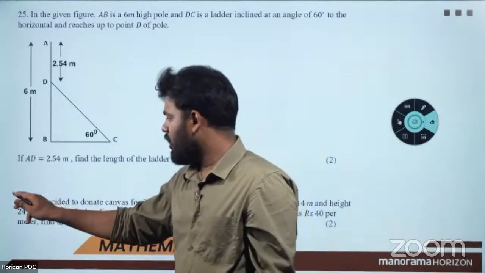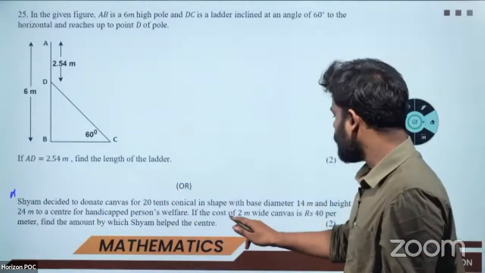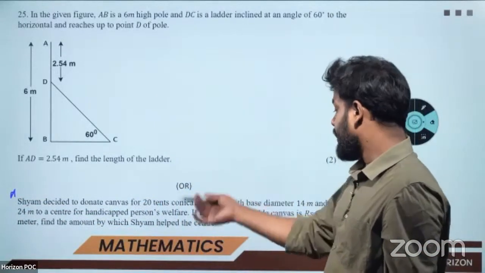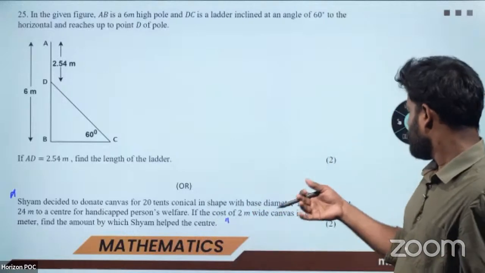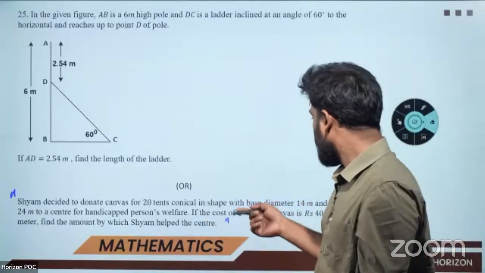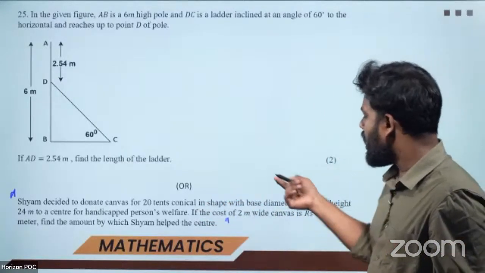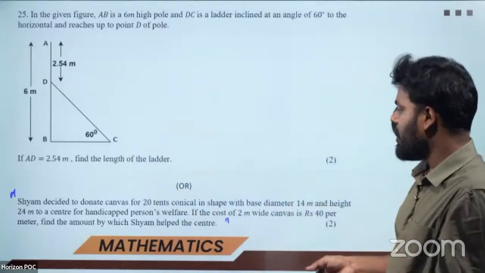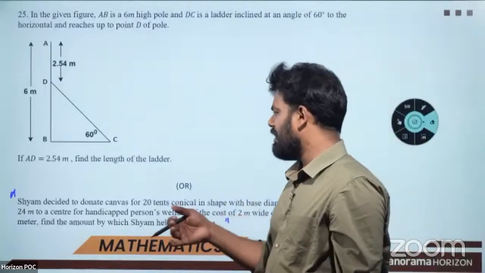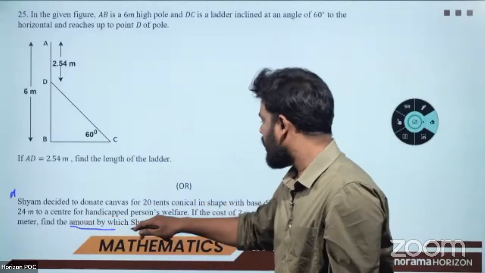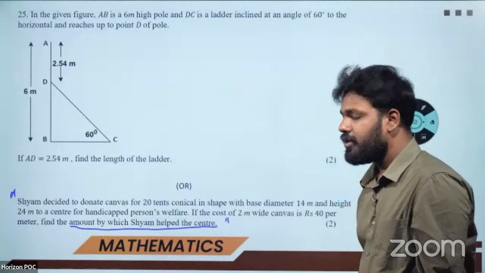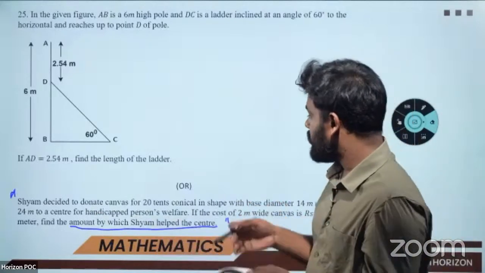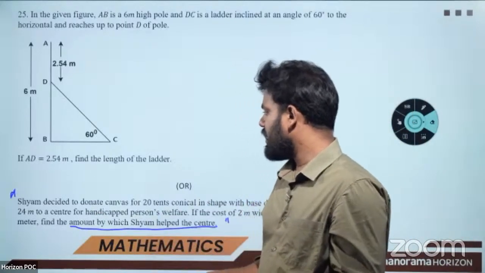A question where there are a lot of calculations, because you have a tent, you have 20 tents, and you have to find something. It is given the diameter 14 meter, height 24 meter. The cost of making the canvas is also given. And what is asked there? Find the amount by which Shyam was helping them. Like, what is the total amount that Shyam has donated there?